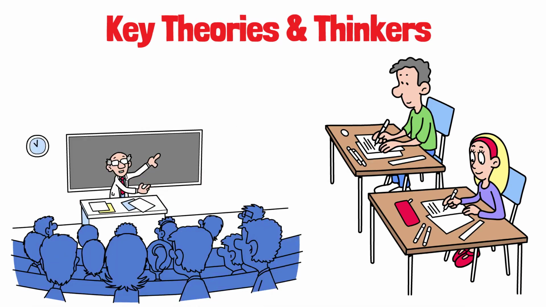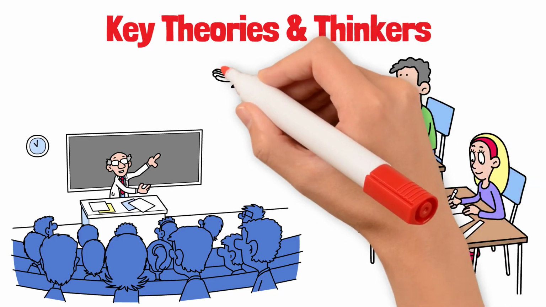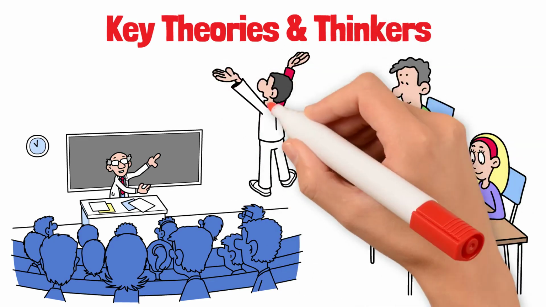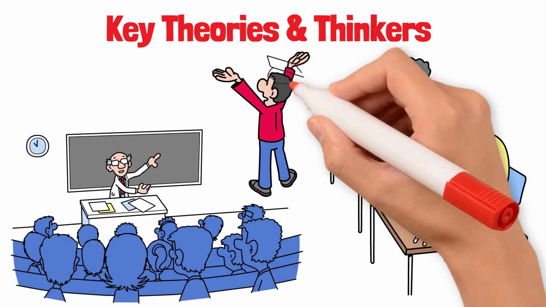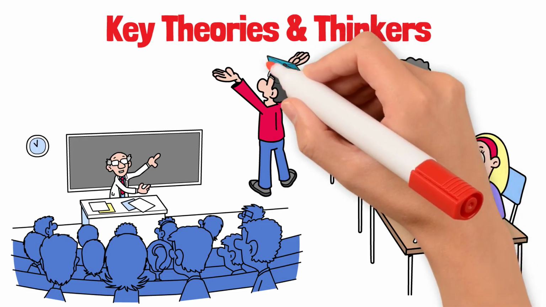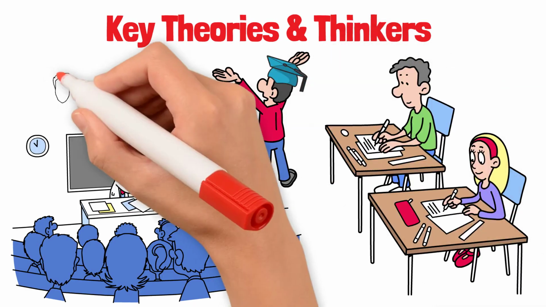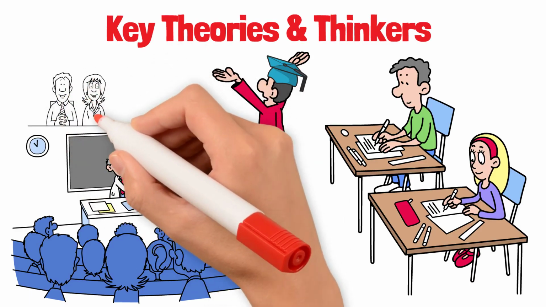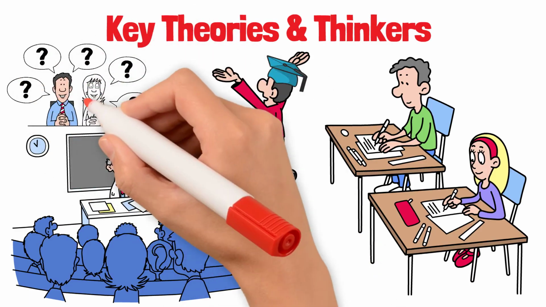Modern thinkers like Pierre Bourdieu introduced the idea of cultural capital, the knowledge, behaviors, and skills students inherit from their families that help them succeed in school. All these theories help us ask, is our education system fair? Are we helping every child succeed?